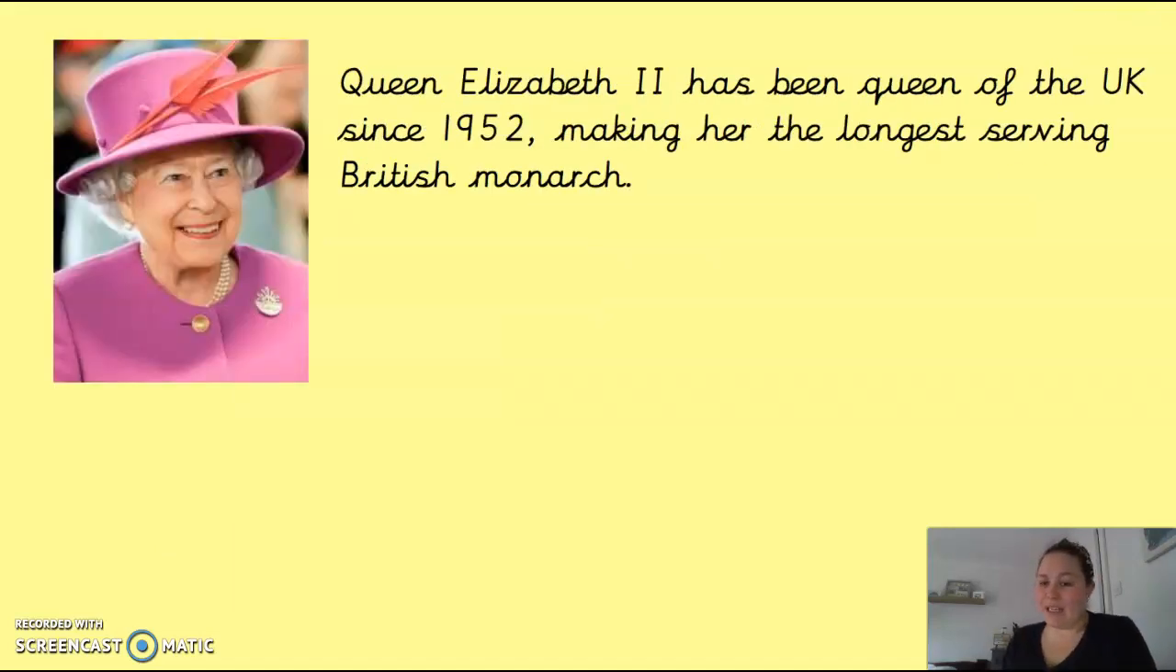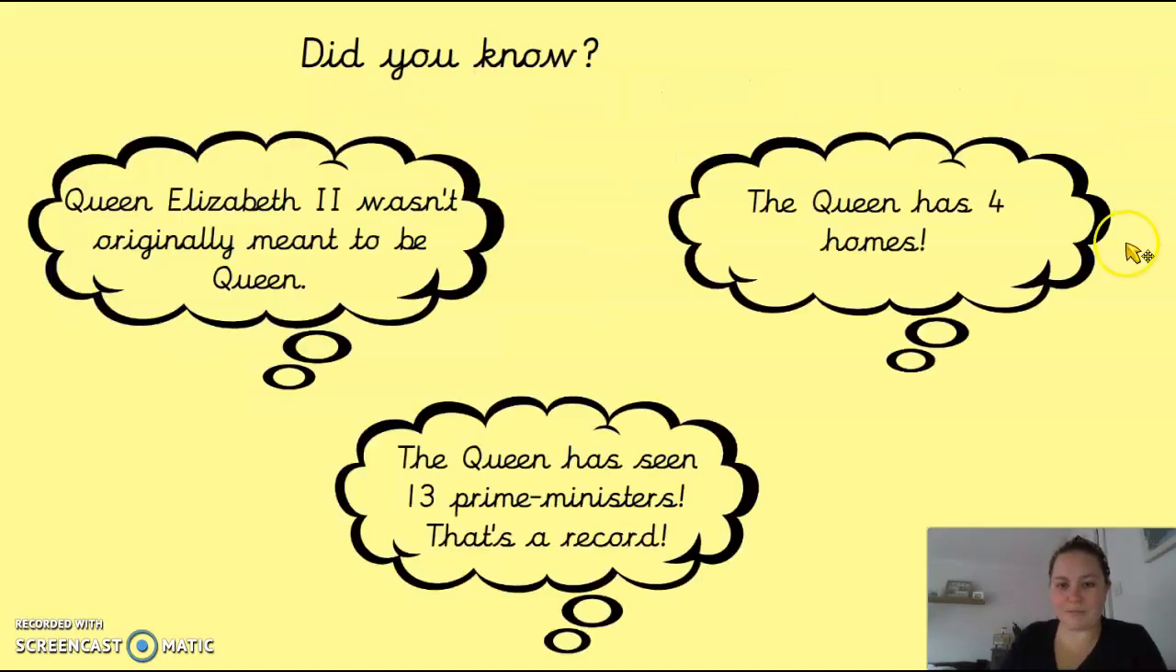She has been the Queen of the UK since 1952, and that makes her the longest serving British monarch. So she has been Queen longer than anybody else has been king or queen before, okay? That word monarch just means king or queen. So she is the longest serving and she is still going strong, and nobody has ever been in charge longer than her. So that is why she is really, really important.